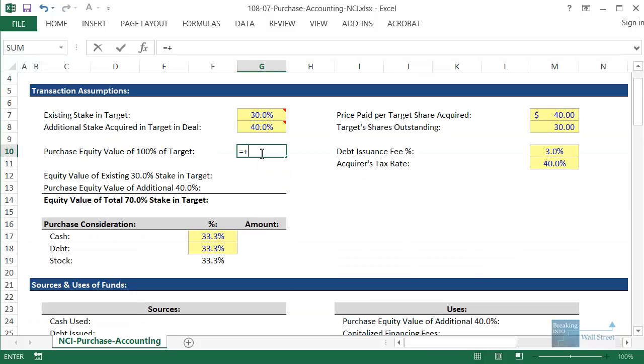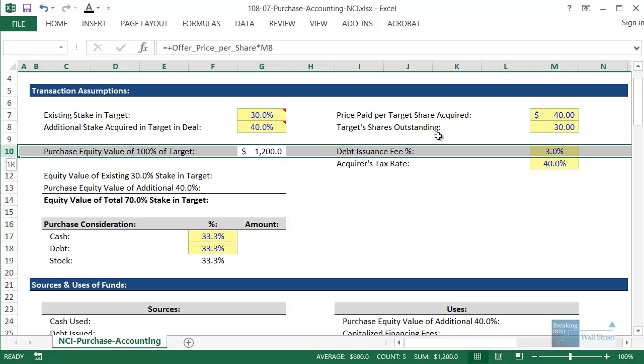To calculate this, we can just take the price paid per target share acquired, $40, just like in the question the reader submitted, and then multiply it by the 30 million shares outstanding for the target. So we know the target is worth $1.2 billion, or $1,200 as it's listed here.